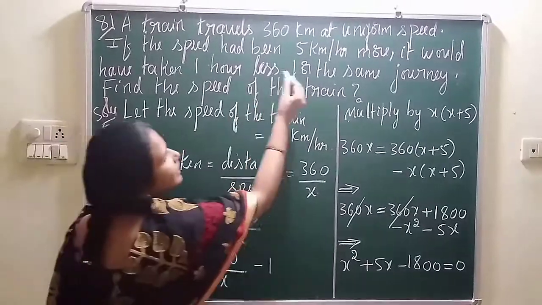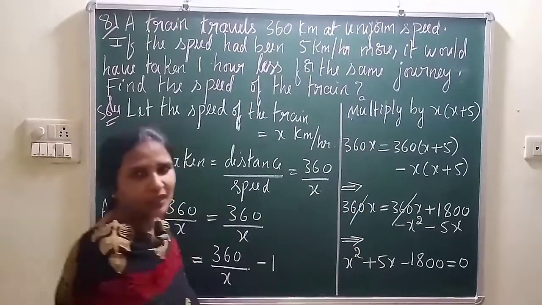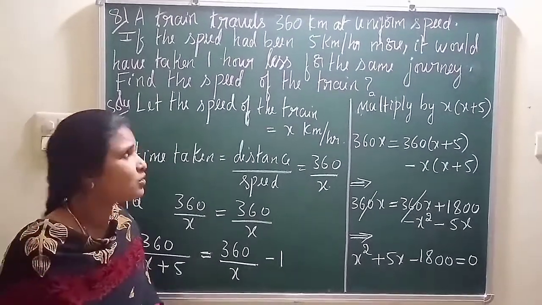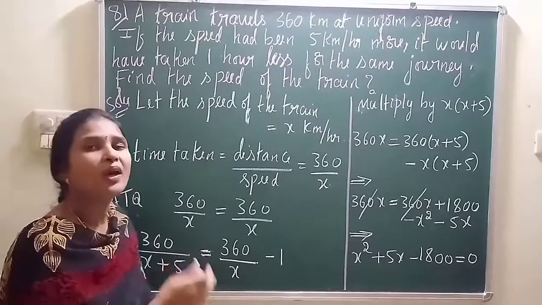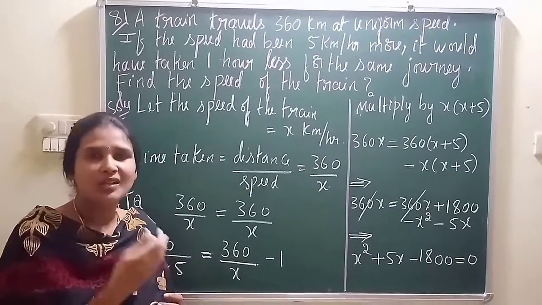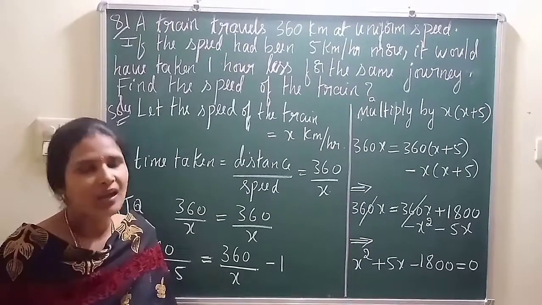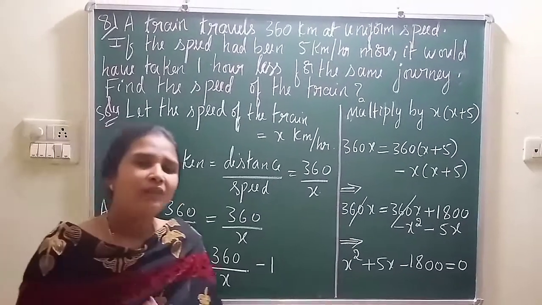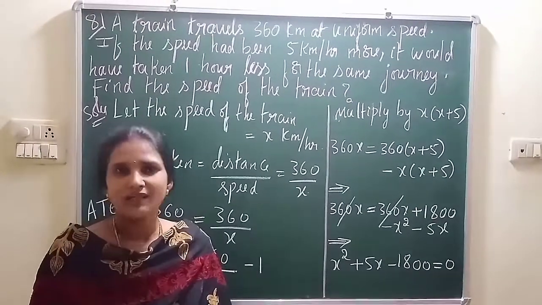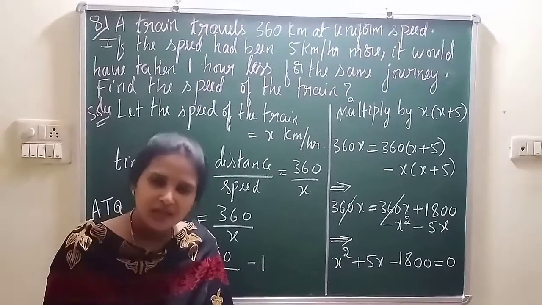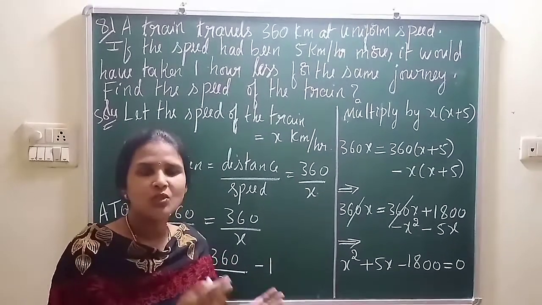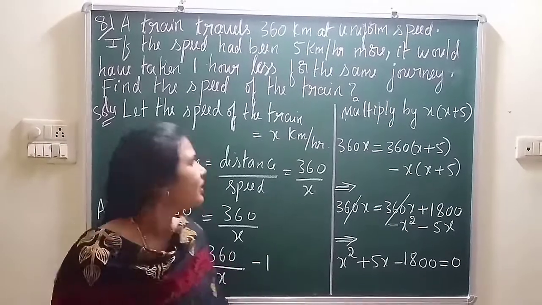If the speed had been 5 km per hour more, meaning if you increase the speed by 5 km per hour, in the same situation it would have taken 1 hour less. Means what? When you increase your speed, your journey becomes less by 1 hour. Just recall, whenever you run fast or walk fast, you take less time to reach your destination. So as speed increases, you can observe that time decreases. So both speed and time are inverse variation.